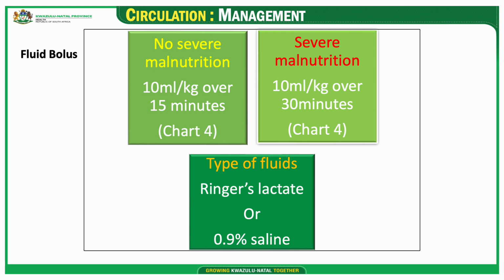How do I know how much to give? For all patients with shock, we're going to give 10 ml per kg of fluids. How fast do I give this? This is where we've done that nutritional assessment. If I have a patient with no malnutrition, I can give my 10 ml per kg fluid bolus over 15 minutes. If I've got a patient with severe malnutrition, I mustn't give that fluid bolus fast. I must slow down and give the 10 ml per kg over 30 minutes. And I can even slow it down more and give it between 30 and 60 minutes.